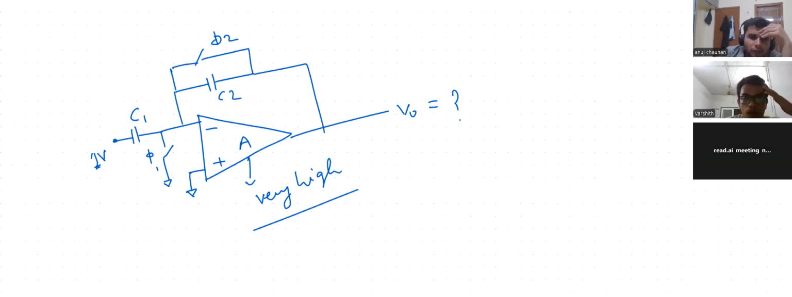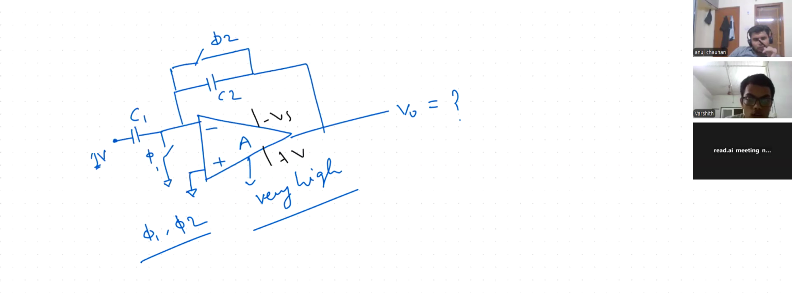That's great. But one thing is there: phi 1 and phi 2 are two non-overlapping clocks that you know. We have plus V and minus V supplies. That you can consider, I'm not giving you those values anyway. Those are large values you can consider. What is happening with it?